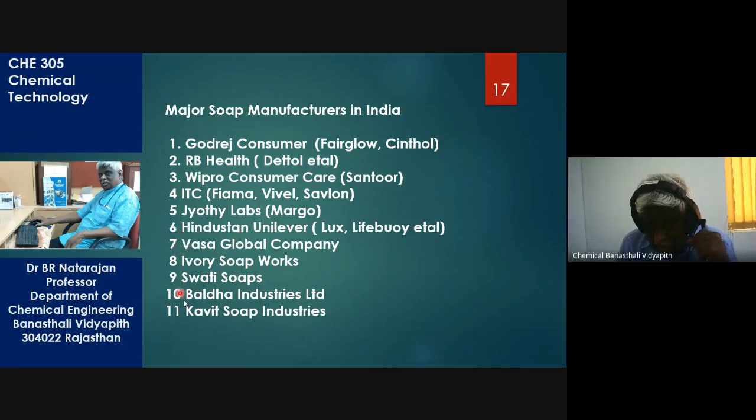Then there are 7, 8, 9, 10, some more names which are there. You might not have heard, but they are big exporters. Vasa Global, I think Bombay headquarters. Ivory Soap Works, I think also Bombay. Swati Soap, maybe Ahmedabad. Balda Industries, not sure. Kavit Soaps could be Ahmedabad. They all are also named, but they export to other countries and they make those soap strips and many such products. So these are some of the soap manufacturers.